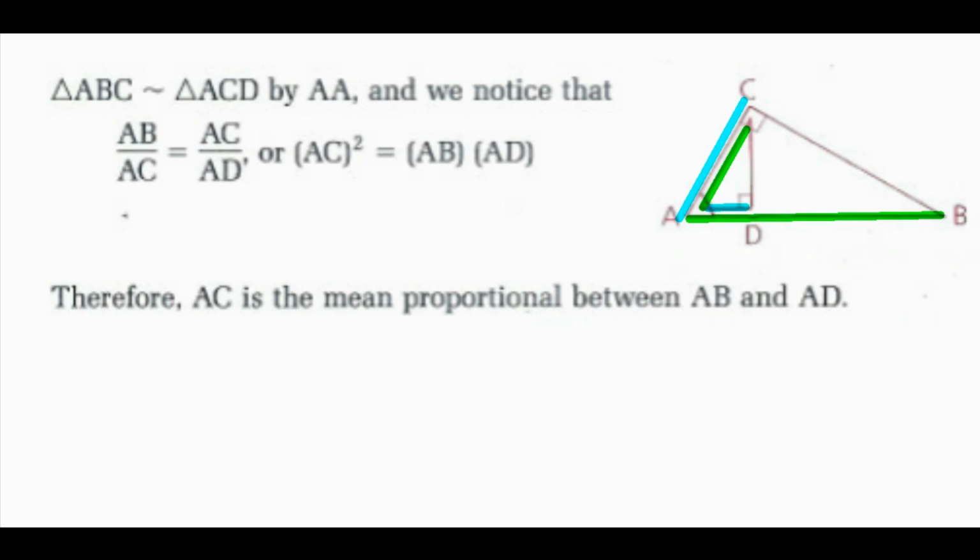So hypotenuse over hypotenuse is equal to short side over short side. Or AC squared, because it's the same side squared, is equal to AB times AD. Therefore, AC is the mean proportional between AB and AD.